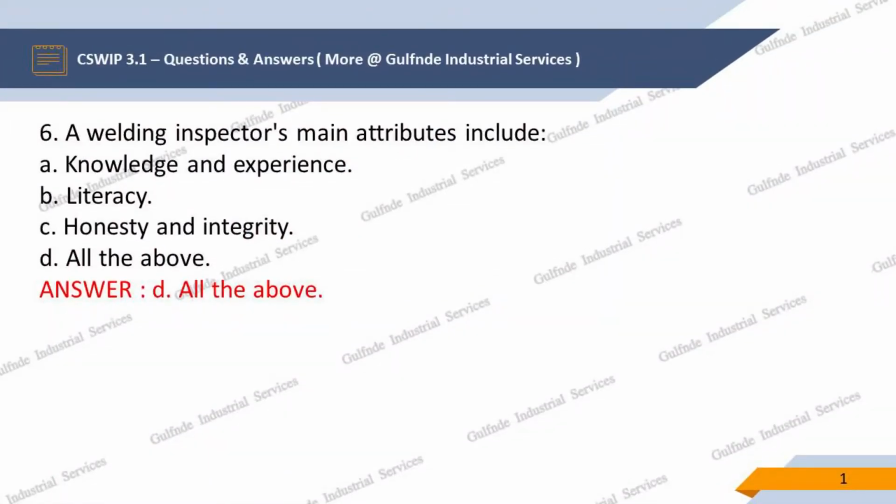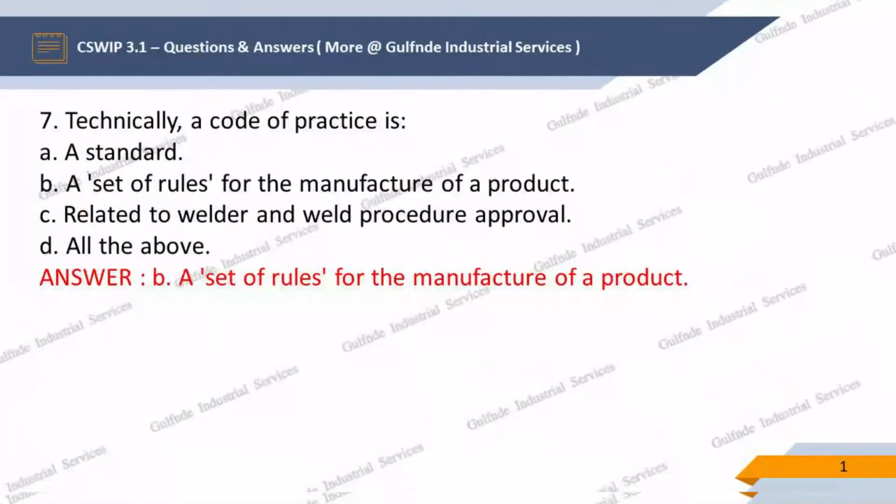Question 6. A welding inspector's main attributes include, options are A. Knowledge and experience, B. Literacy, C. Honesty and integrity, D. All the above. Our answer is D. All the above.